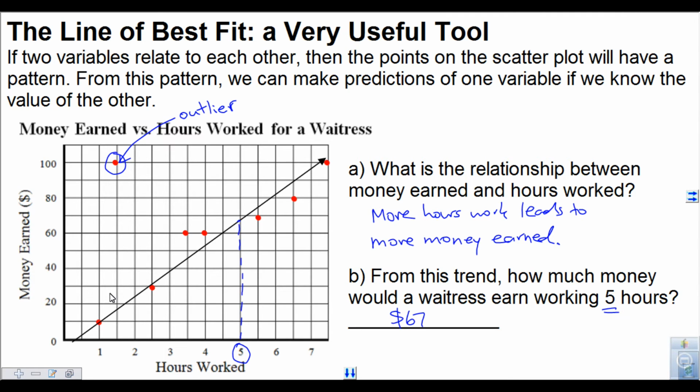I'm not going to use any dots. We use this line. Okay. So not only does the line of best fit show clearly what the pattern is, but we're also going to use it to make general predictions.